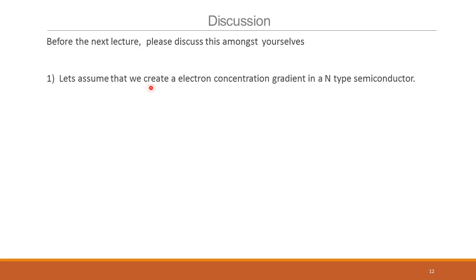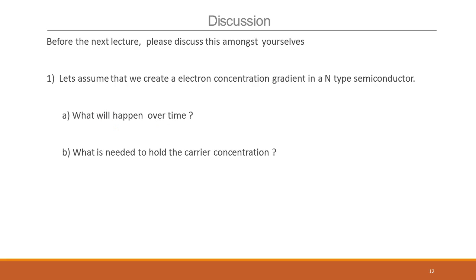Let's assume that we have created an electron concentration gradient in an N-type semiconductor. How to create this electron concentration gradient, we'll tell you later. But assume that somehow we have created it. Let's assume the electron concentration on the left hand side of the semiconductor is more than on the right hand side, and let's say it exponentially decays from the left to the right. The question is, what will happen over time, and what is needed to hold the carrier concentration?